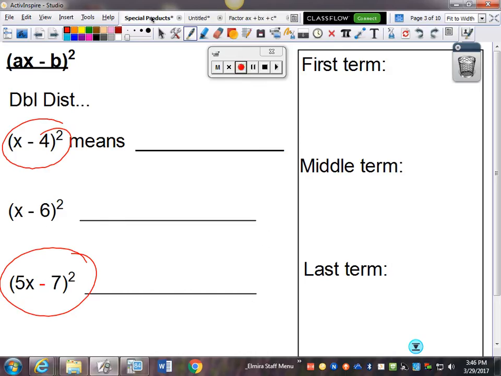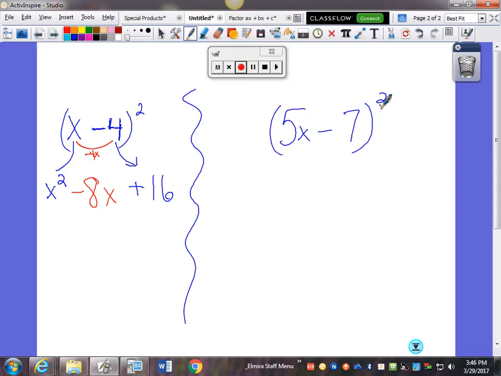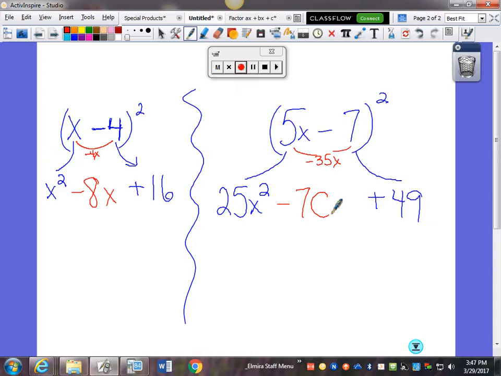5x minus 7 squared. Okay, square it, square it. Remember, negative 7 times negative 7 is positive 49. And then in the middle, multiply, negative 35x, and double it, minus 70x. Okay?